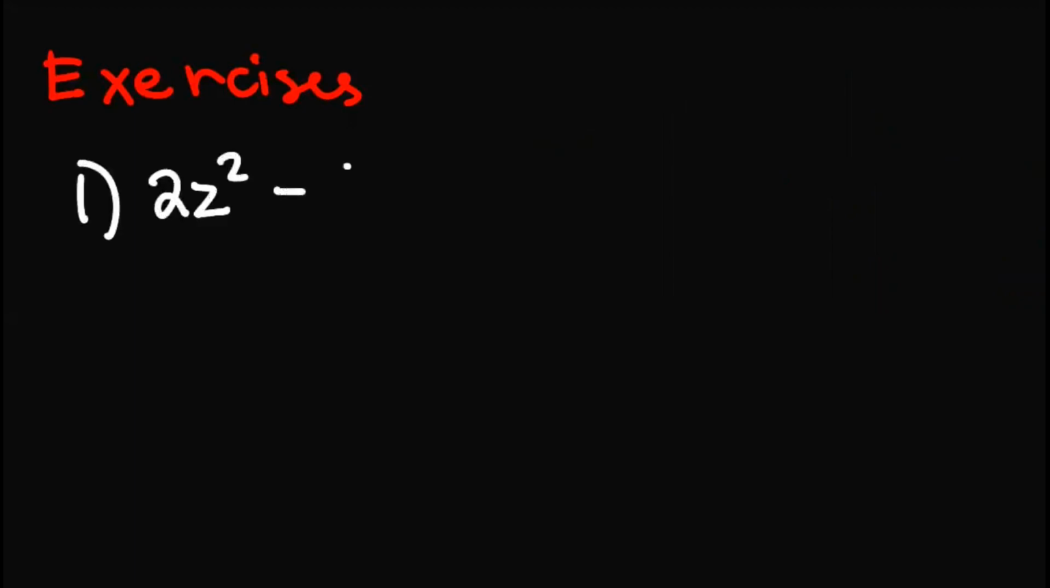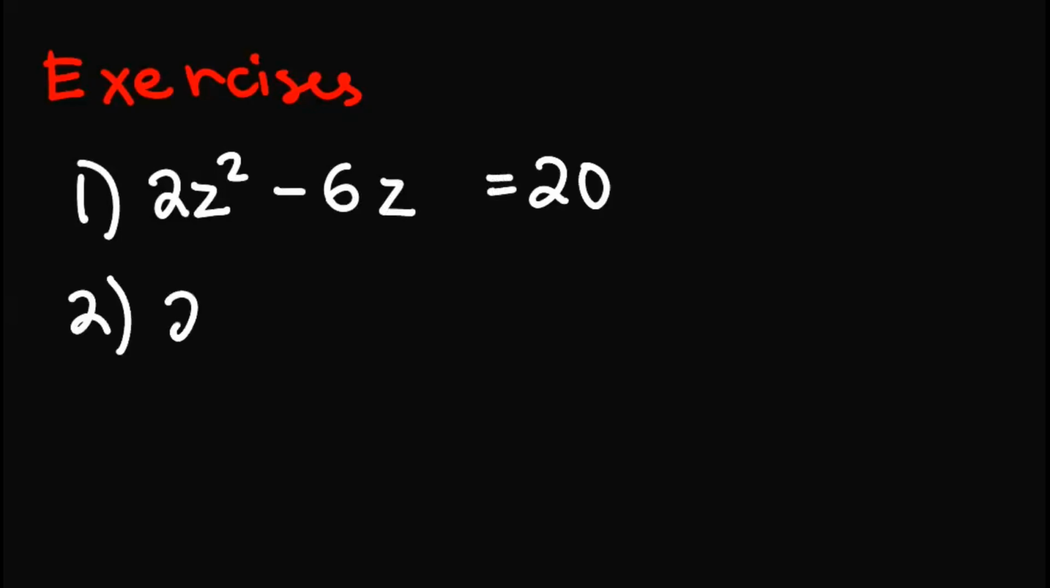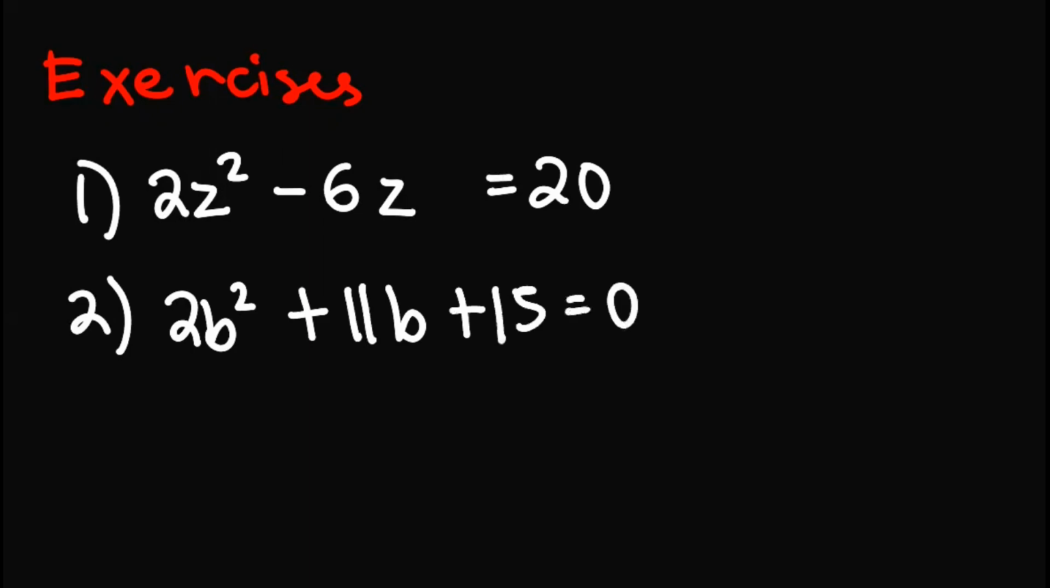So to formally end this, here are two exercises that you can work on. First, we have 2z squared minus 6z equals 20 and 2b squared plus 11b plus 15 equals 0.